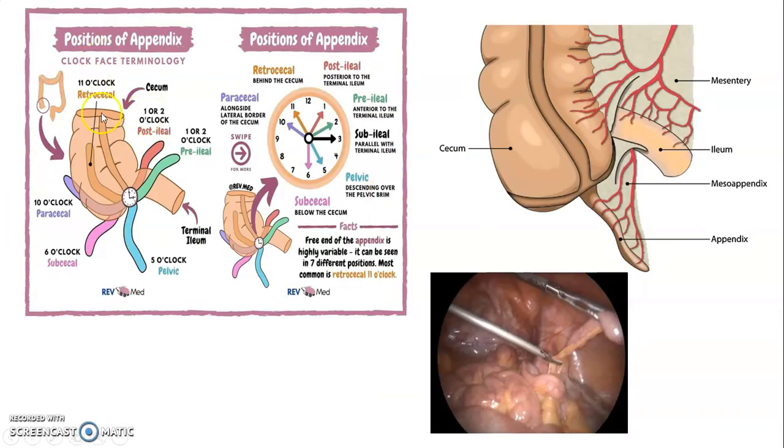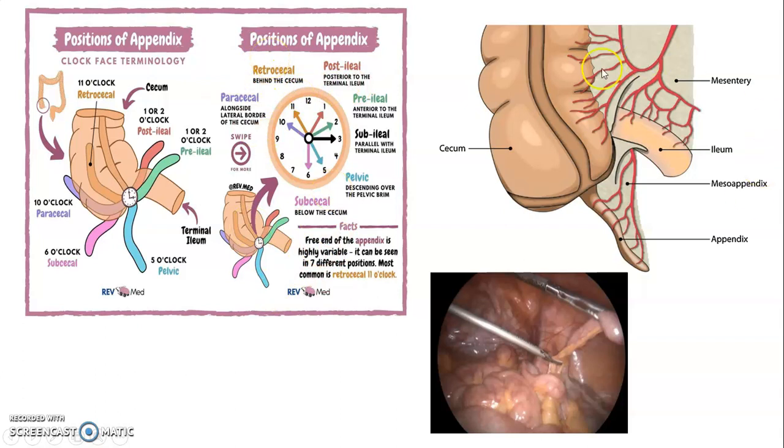This image just shows you the different positions of the appendix. It could be retrocecal, at 11 o'clock. It could be post-ileal, pre-ileal, pelvic in the pelvis, subcecal below the cecum, paracecal parallel to the cecum. Subileal is parallel with the terminal ileum, pre-ileal anterior to the ileum, post-ileal posterior to the ileum, retrocecal behind the cecum. The majority of people have a retrocecal appendix.